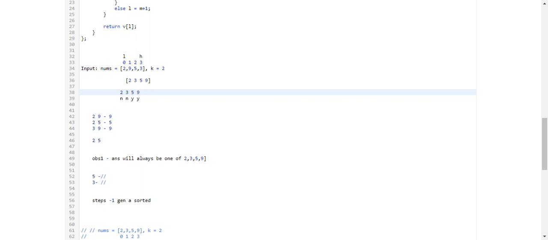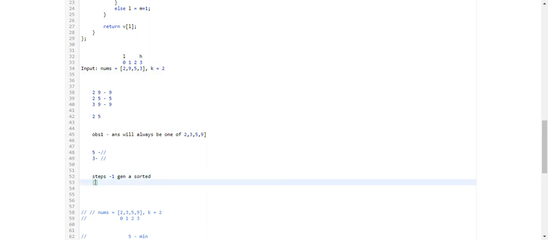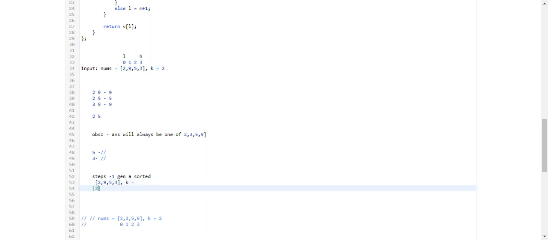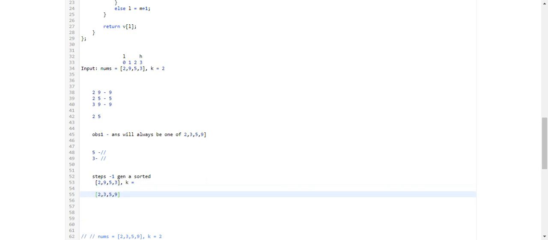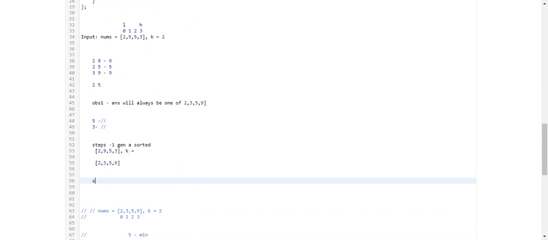Whenever the given array is not sorted, we try to do it on ranges. But now, instead of ranges, we can just sort this array and do it on that. So first, generate a sorted array. For this one, the sorted array will look like 2, 3, 5, 9. After that, you will go for low as 2 and high as 9. After generating a sorted array, step 2 would be a binary search on this array.